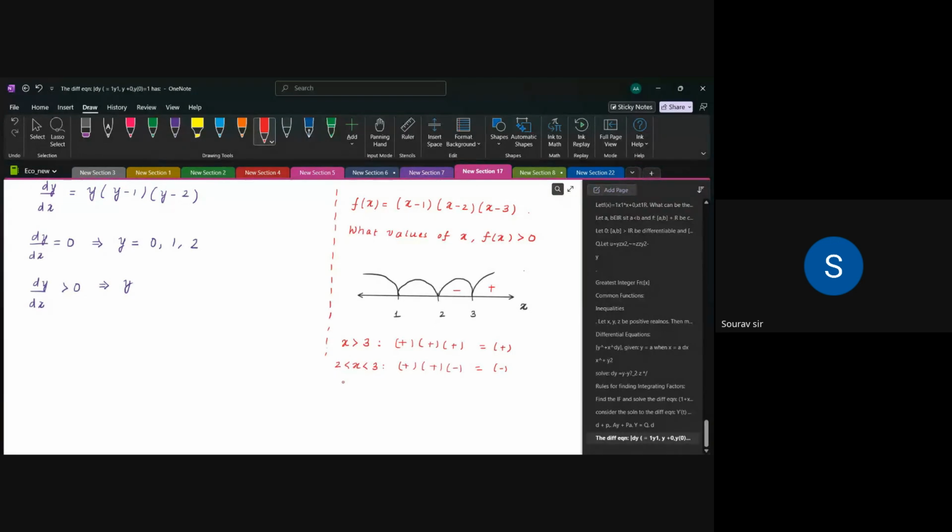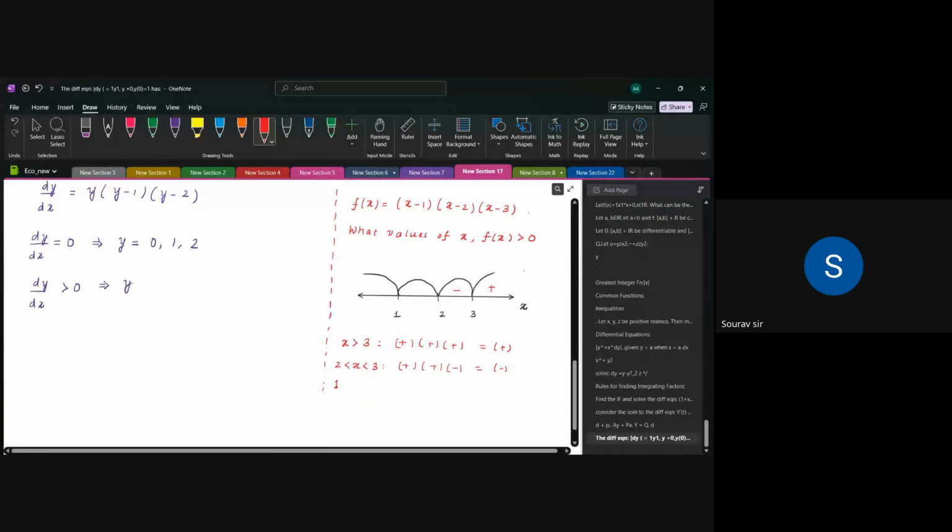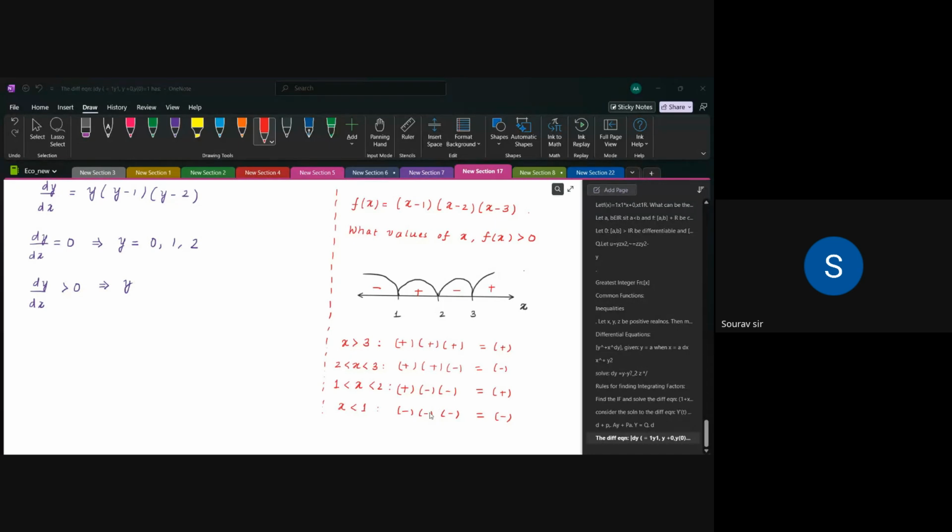Okay. If I'm talking about values of x between 1 and 2, then x minus 1 is positive, x minus 2 is negative, and x minus 3 is negative. So the result is positive. And for values of x that are less than 1, all three factors will be negative. So the result is negative. Correct? Can you see one interesting observation in this diagram? That the sign of f(x) is alternating in every interval, right?